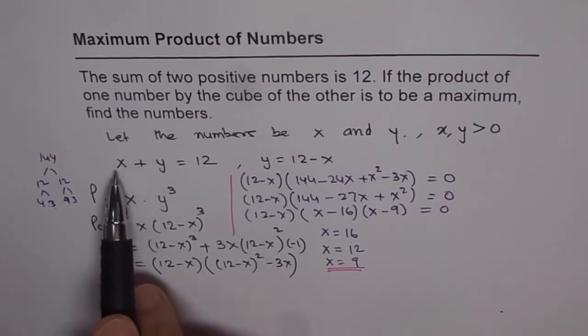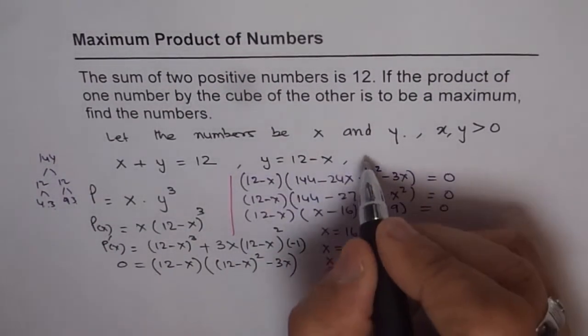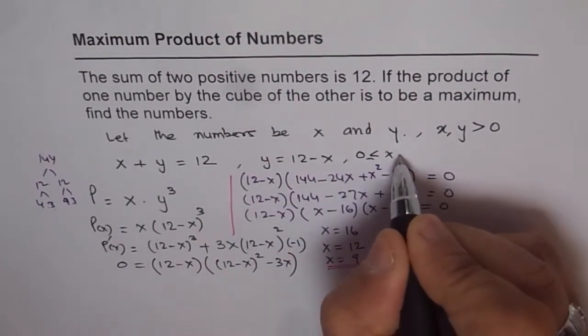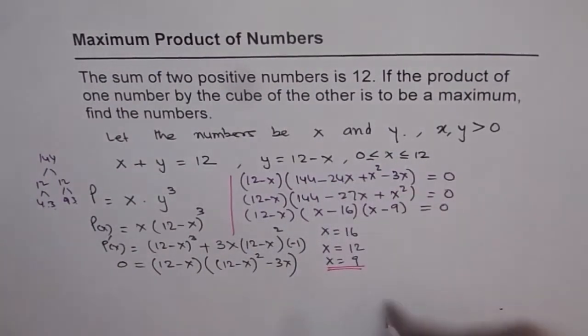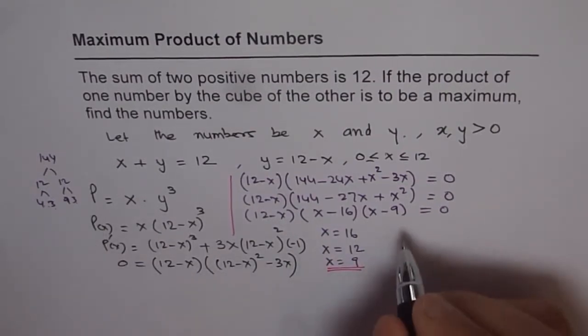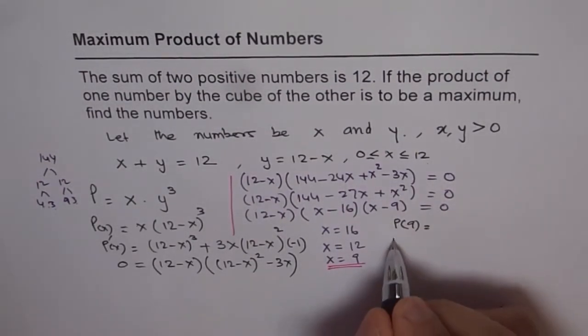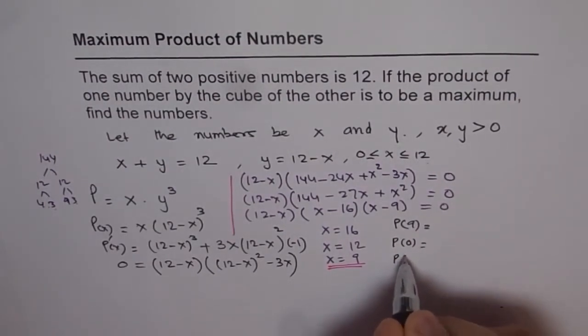Now, even from the condition that x plus y equals to 12, we know what the domain of x is, correct? So let's write down that domain here itself. From here, what we can say is that x is greater than or equals to 0, but less than or equals to 12. So that's the domain. So we cannot take 16 as our value, all right? So x equals to 9 is the critical value. So let's calculate the product at these values, that is 9, and the boundary conditions at 0 and at 12.